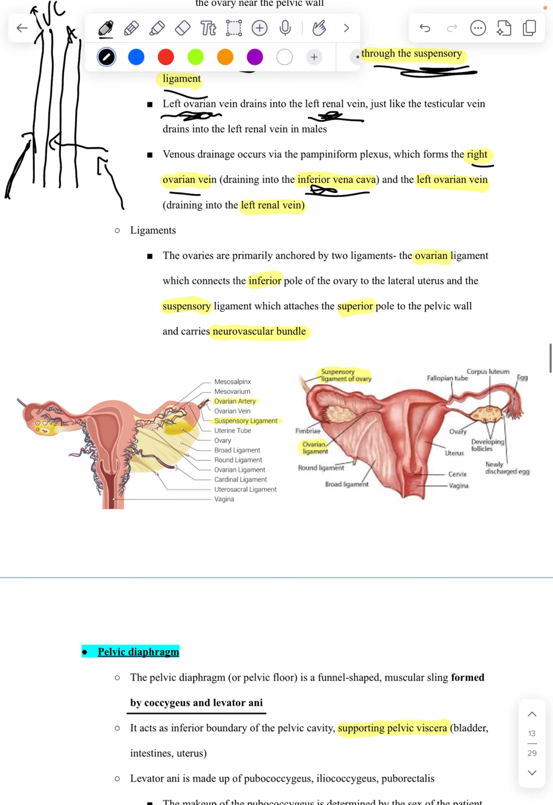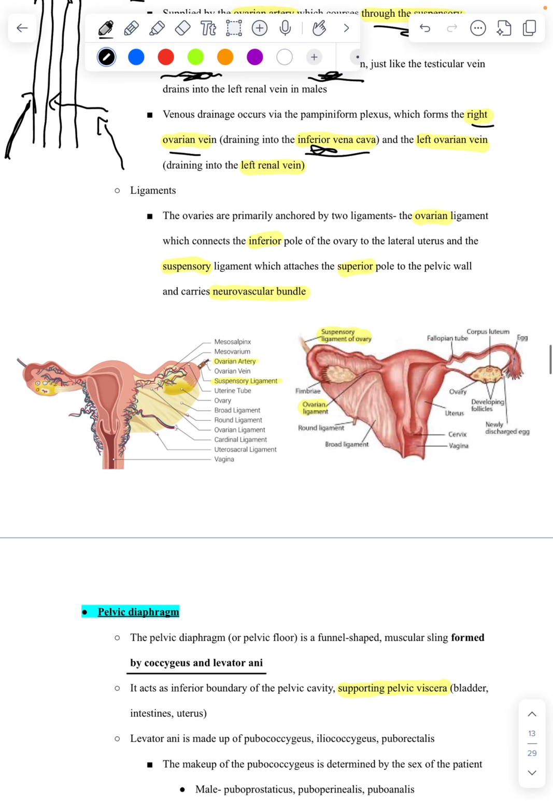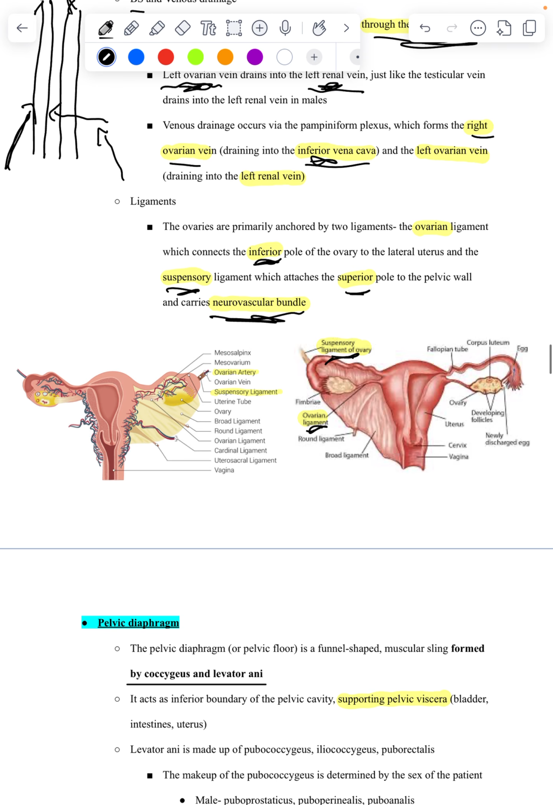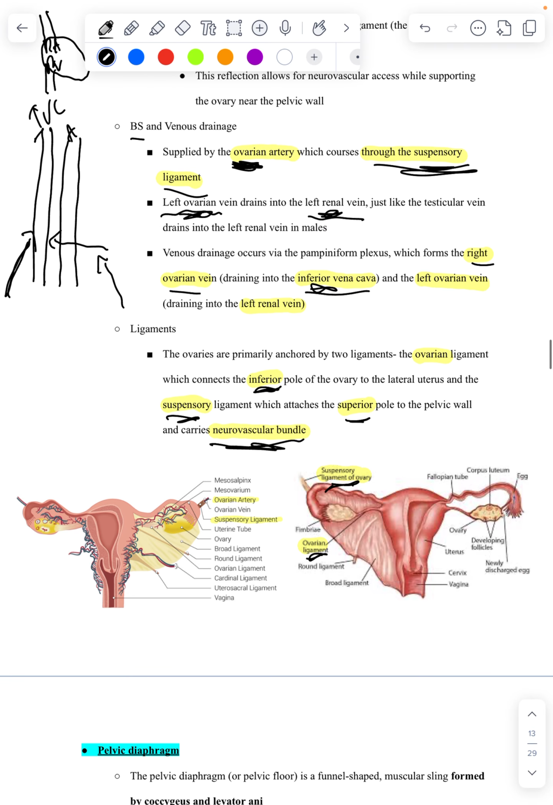And then we talked about the ligaments. The ovarian one connects it inferiorly, the inferior pole. Suspensory is going to connect the superior pole, as you can see here. And what's important about the suspensory is the neurovascular bundle because it has the ovarian artery and vein in it.